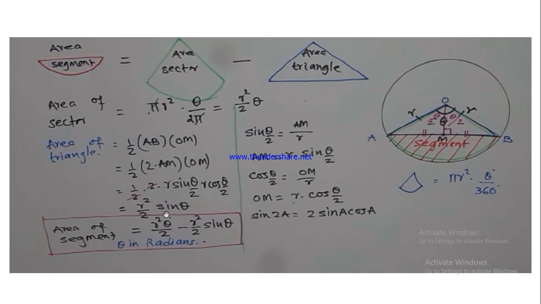So till now we have found the area of the sector, which is r square by 2 into theta, and the area of the triangle, which is r square by 2 into sine theta. And we know from before that the area of the segment is the area of the sector minus the area of the triangle. So we get the area of the segment as r square theta by 2 minus r square by 2 into sine theta, where theta is in radians.